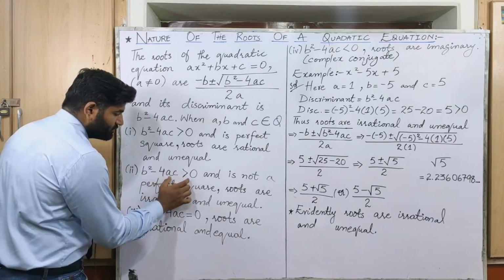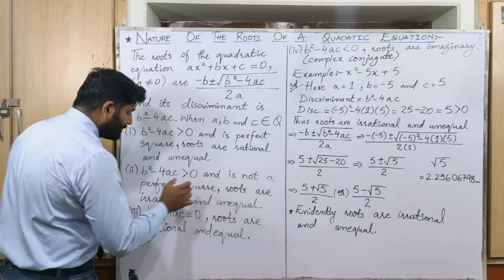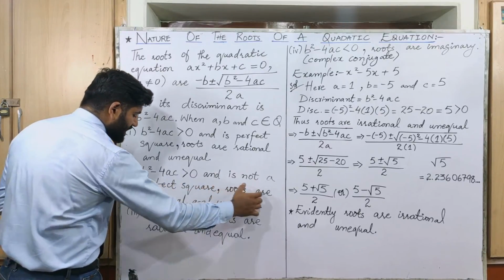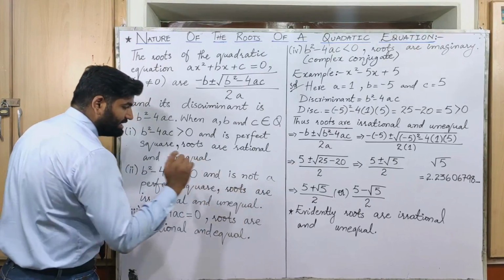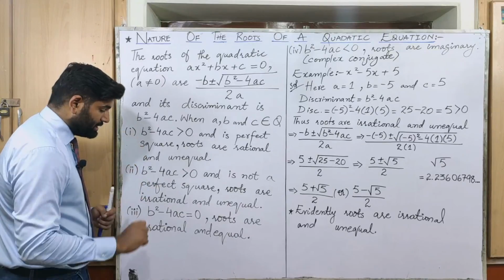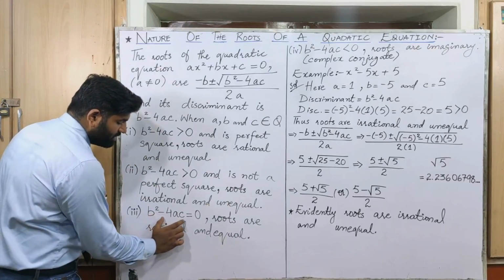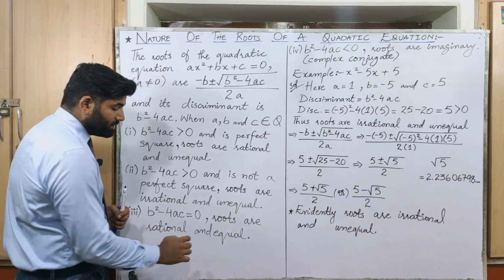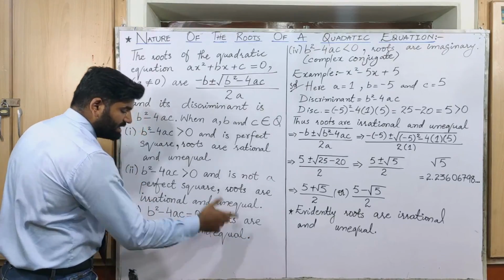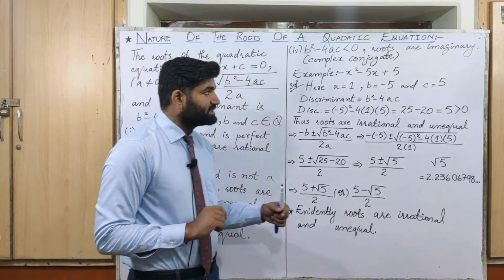The second condition: if b square minus 4ac is greater than 0 and is not a perfect square, then the roots are irrational and unequal. The third condition: if b square minus 4ac is equal to 0, then the roots are rational and equal. And the fourth and last condition is what?